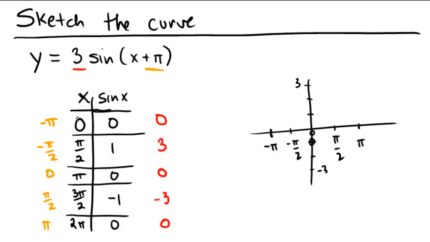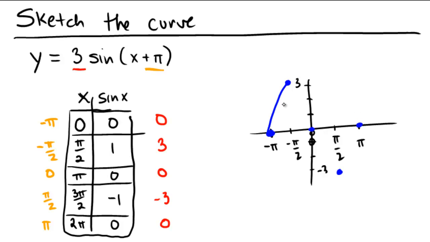Now looking not at the stuff in the black, but looking at the orange and the red as my graph, I need to go through negative pi comma 0, negative pi over 2 comma 3, 0 comma 0, pi over 2 comma negative 3, and then pi comma 0, which means that this sine curve is going to look something like that. And that's one graph of one period of the 3 sine x plus pi type graph.